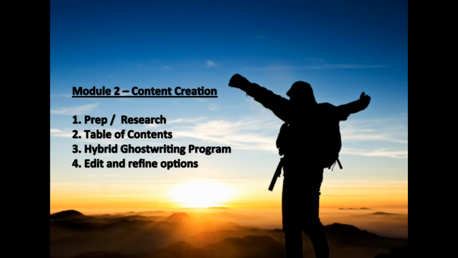So we're going to hit the preparation and research phase. I'm going to share a little bit with you, although there was some of that in Module 1 as well. Going to talk a little bit about developing your table of contents, and it sounds simple, but you definitely want to make sure you do it right, and there are several different ways to do it. Number 3, we're going to talk about the hybrid ghostwriting program and how you can do this yourself. I'll also share with you a bunch of different tools that we use and some tools that you can use to really make it easy. And then the whole edit and refining options and how you do that.